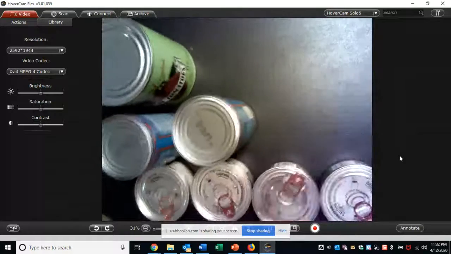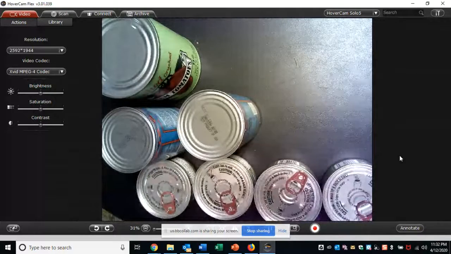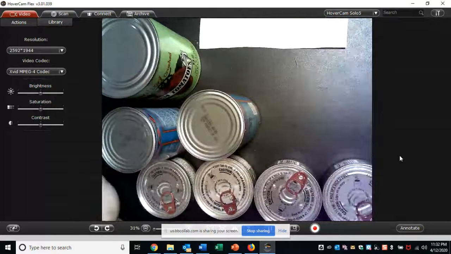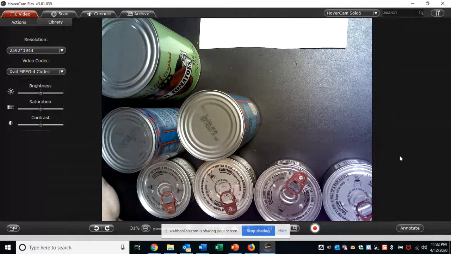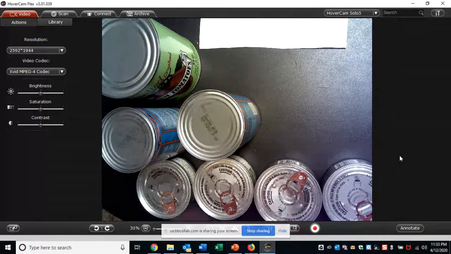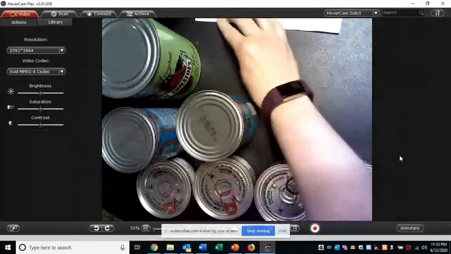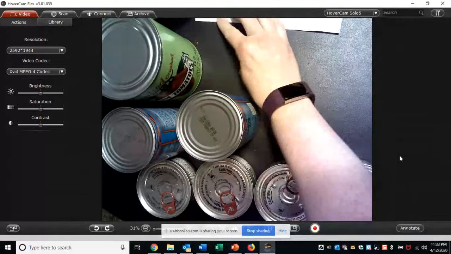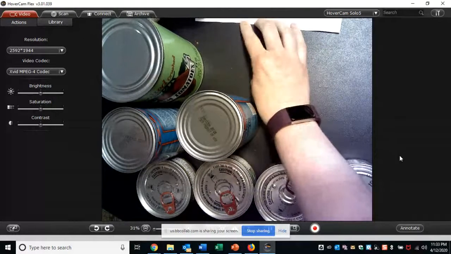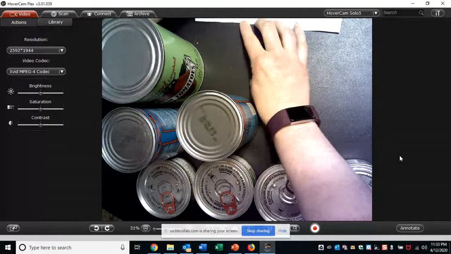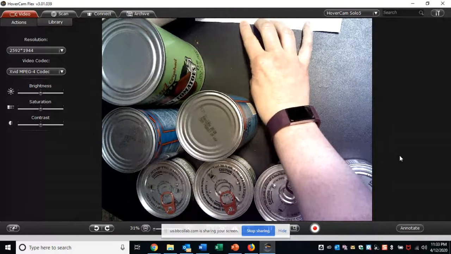Now, the last thing that our graph needs, because every good graph needs this, is a title. So I want you to think what I might call this graph. Well, this is all cans of food I found in the pantry. So maybe I'll just call it cans in the pantry.